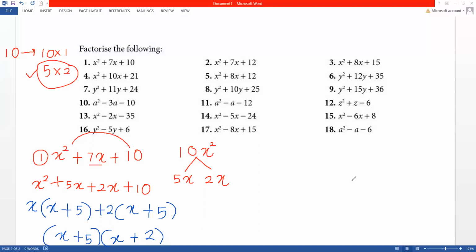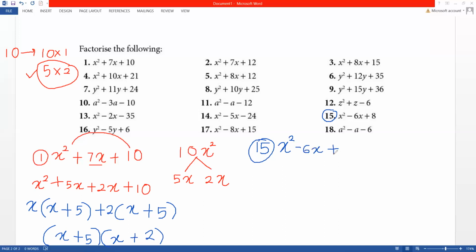So I'll do another one, right? I'll do this 15th question. Because why I have selected this 15th one, there you have the negative. When you have the negative, you have to be very careful. Look at the way I'm writing. So first I'll get my example. It's x squared minus 6x plus 8.